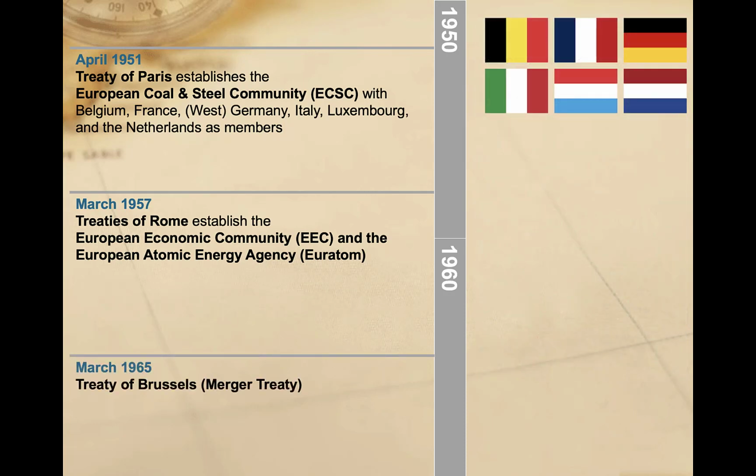In 1965, the European Economic Community was expanded through the Treaty of Brussels, also known as the Merger Treaty. As the name suggests, the Merger Treaty merged 3 separate institutions: the European Coal and Steel Community, the European Atomic Energy Agency, and the European Economic Community under a single umbrella organization, the EEC, with the goal of streamlining the growing European bureaucracy, a recurring theme in European integration.